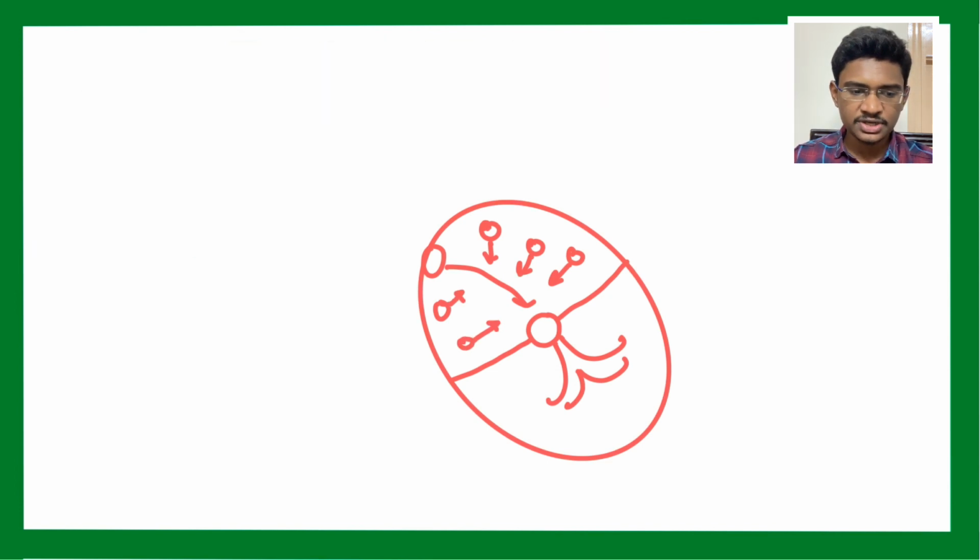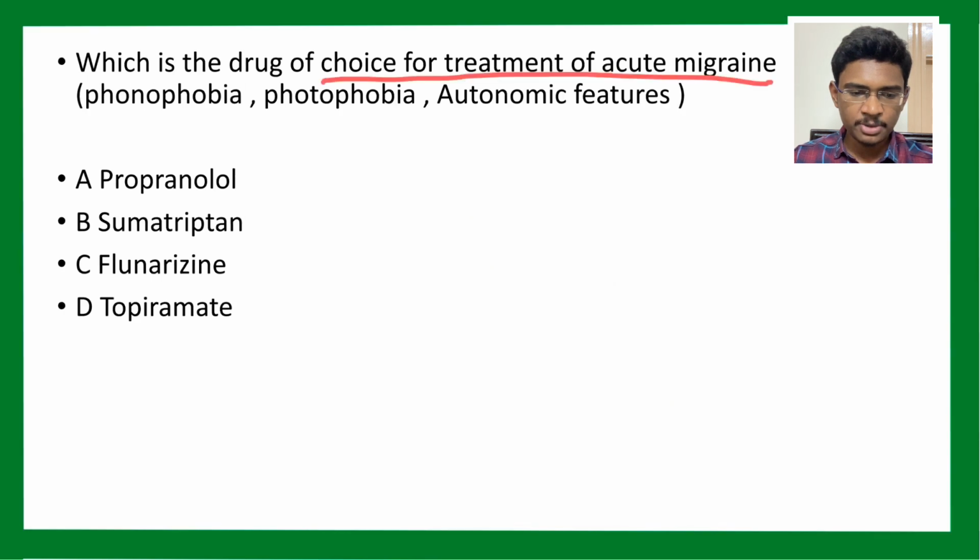Which of the following is the drug of choice for treatment of acute migraine? They have given features of phonophobia, photophobia and autonomic features. So A. propranolol, B. sumatriptan, C. flunarizine, D. topiramate. Obviously the answer will be sumatriptan.